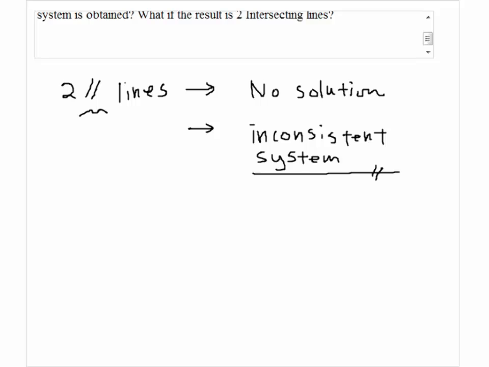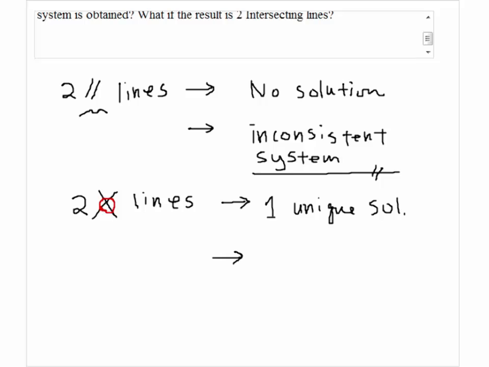If the two lines intersect, then notice that there is one unique intersecting point. So there is one unique solution. Therefore, the system is called a consistent system.